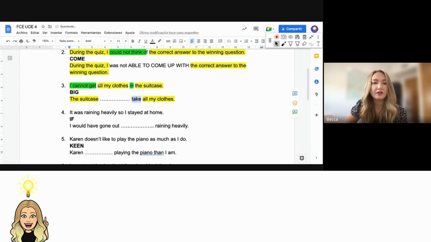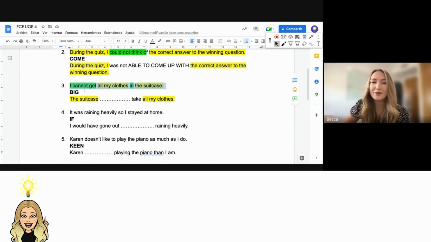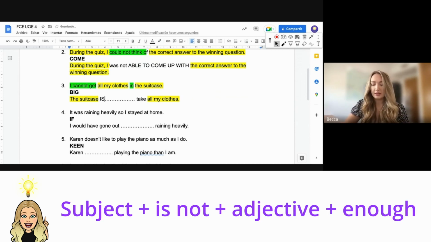And we have here, instead of get, the verb has been changed to take, and we have to use the word big. So what I'm saying in the first sentence, if I cannot get all my clothes in the suitcase, my suitcase is too small, right? But we have the word big. So we are going to need the opposite, right? The suitcase is not big enough. Be careful with the order here.